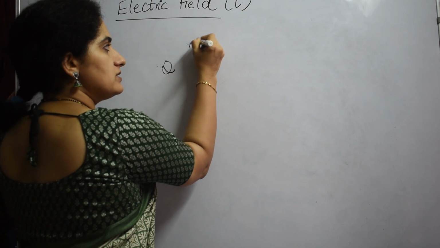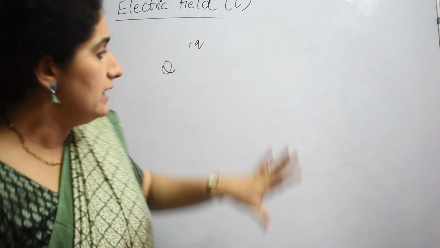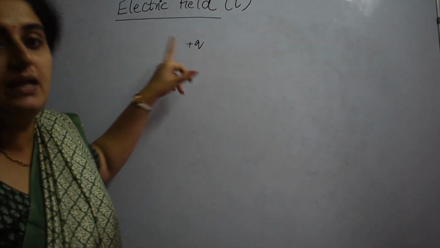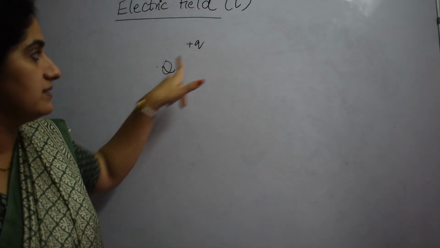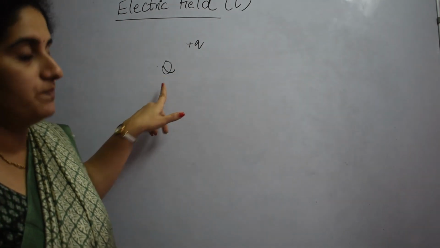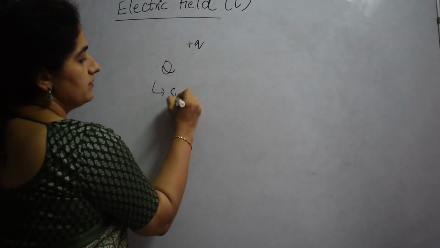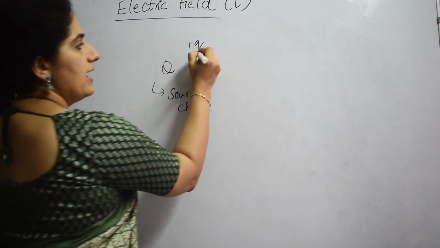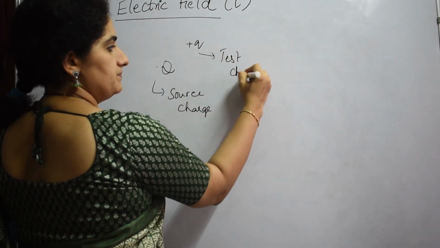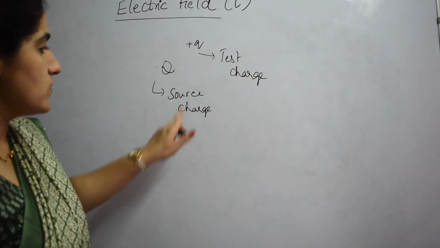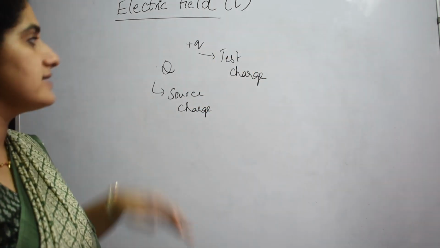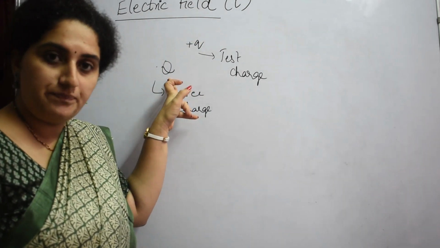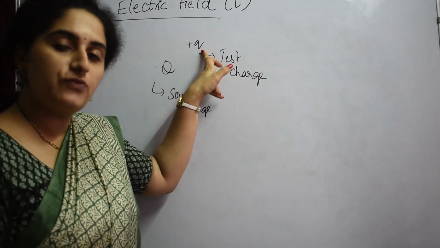Suppose if I bring any positive charge Q in the surrounding region of this charge Q, then the plus Q will experience a force by this charge Q. So now this is called the source charge, which produces the field around it, and this is called the test charge. Source charge and the test charge. Now you might have a question, why doesn't this Q experience a force due to plus Q?